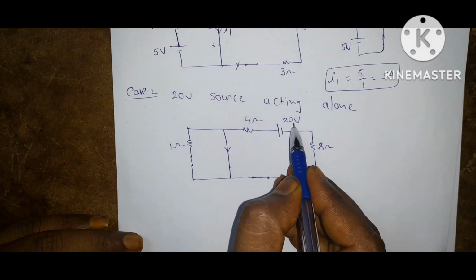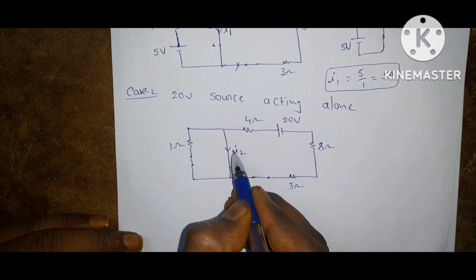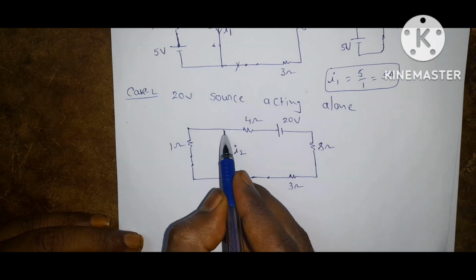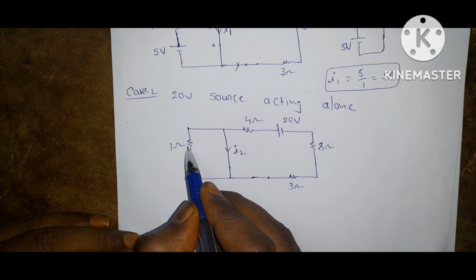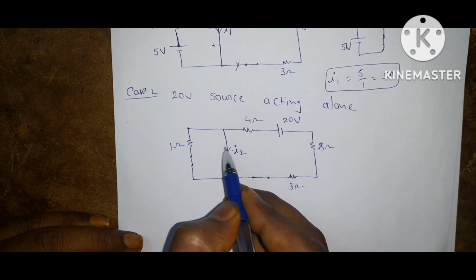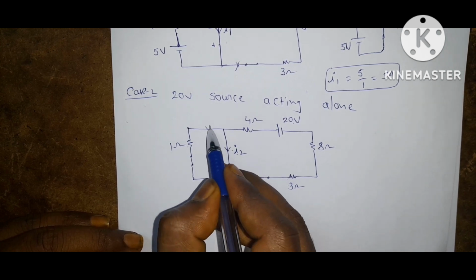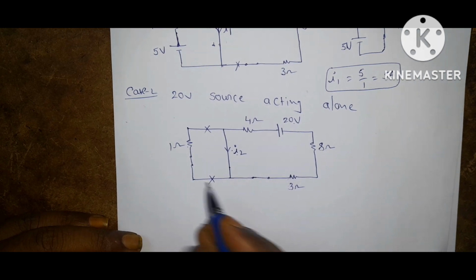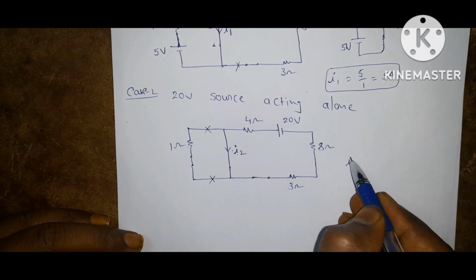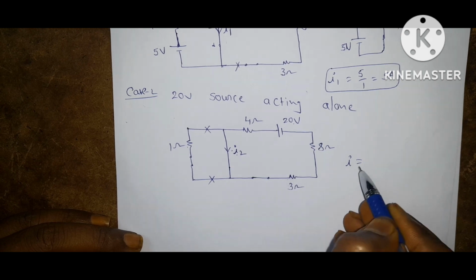The response due to 20 volt source, let it be I2. Here also same. So this 1 ohm is connected across short circuit. So current always chooses short circuit path. So this 1 ohm is neglected. Now what is current I? Let it be I2.